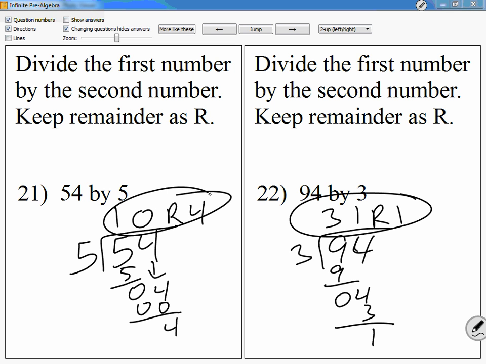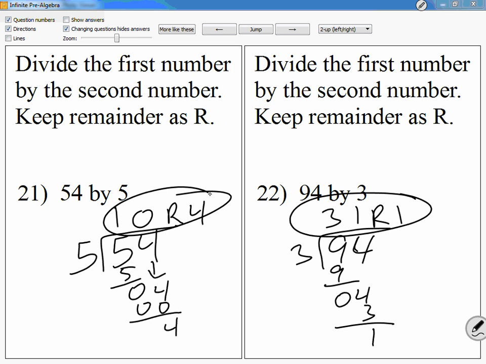Right. For questions 21 and on, you do have remainder. Right. For the first 20, remainder of 0. Right. It was perfectly divided. But for 21 and on, you do have remainder.